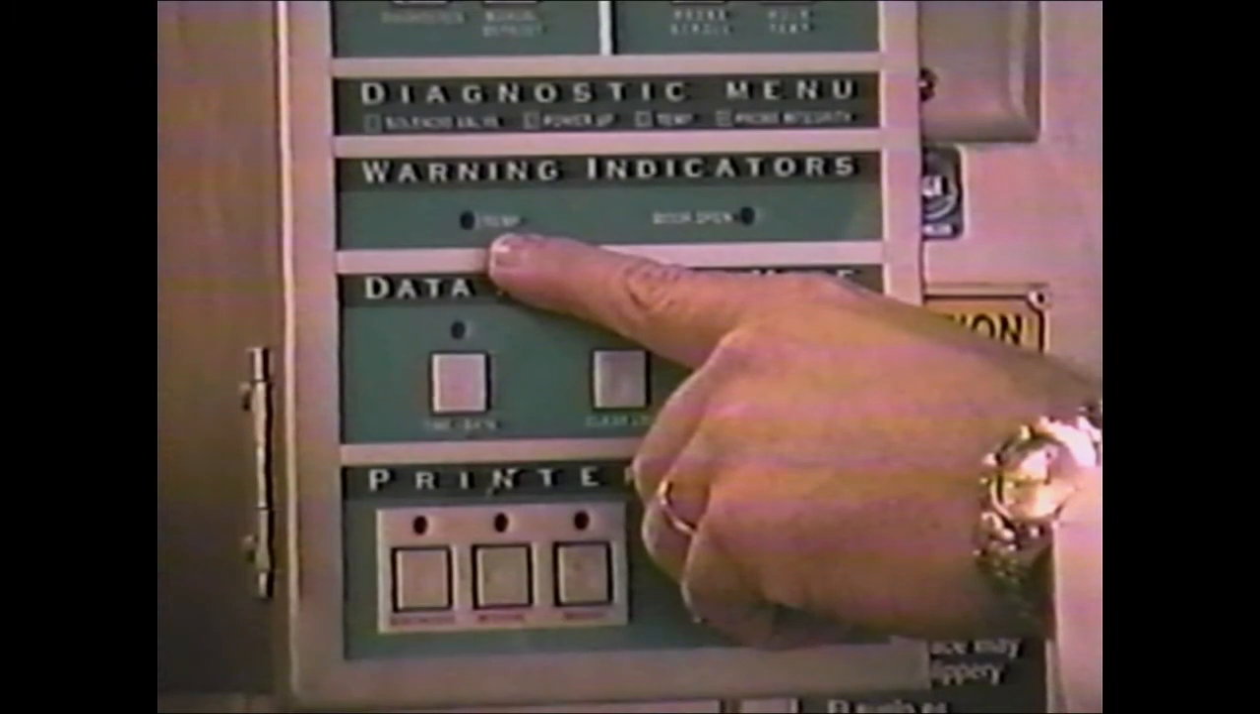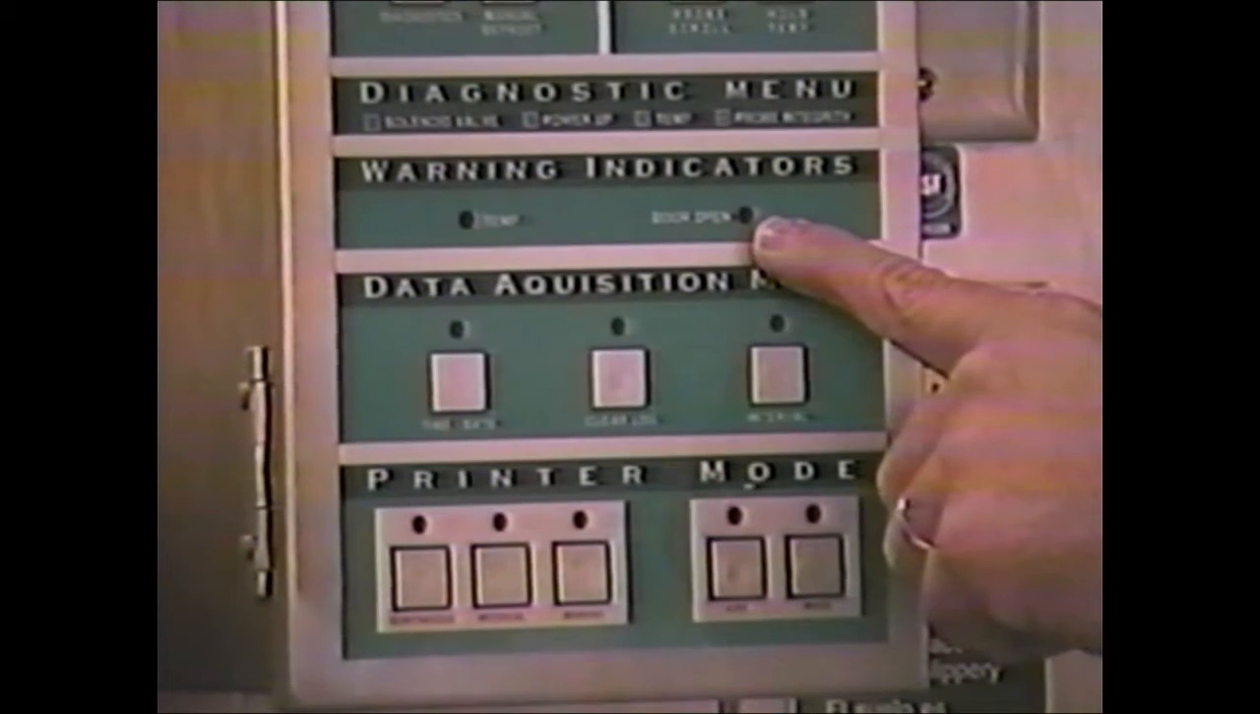The warning indicator section has 2 visual indicators. The temperature warning indicator indicates the temperature during the hold cycle is out of range. The door warning indicator indicates the door is open.